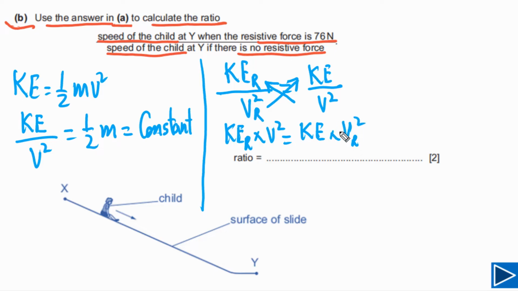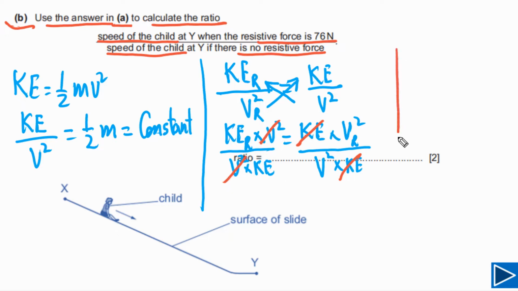We need to find the ratio between V_R and V, so we can divide this side by V squared times KE. Now you can see we can cancel out kinetic energy with kinetic energy, and V squared with V squared. So we are left with KE_R divided by KE, which is equal to V_R squared divided by V squared.